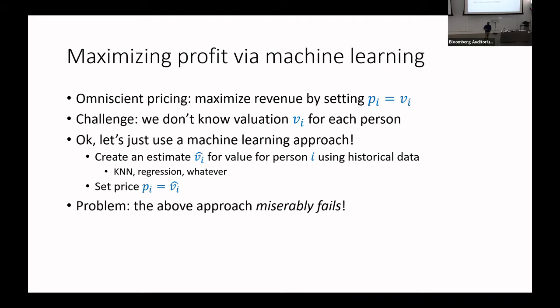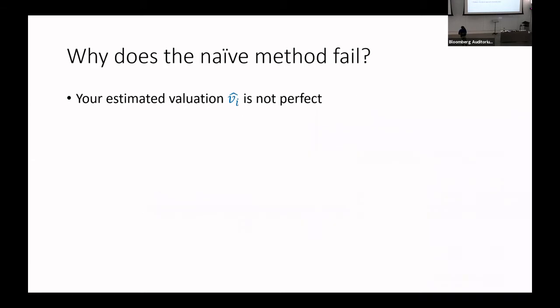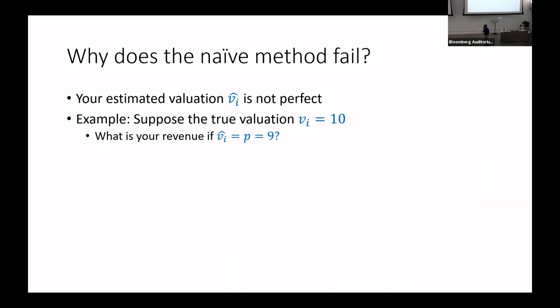So the answer was, actually, I'll just dive into it. Okay, so let's pretend your estimated value v_i hat is not perfect. Suppose the true valuation is 10, and what is my revenue if I estimate 9 and I set the price to 9? Yeah, so my revenue is 9, right? The price is less than their valuation, and so they buy it, and I earn $9.